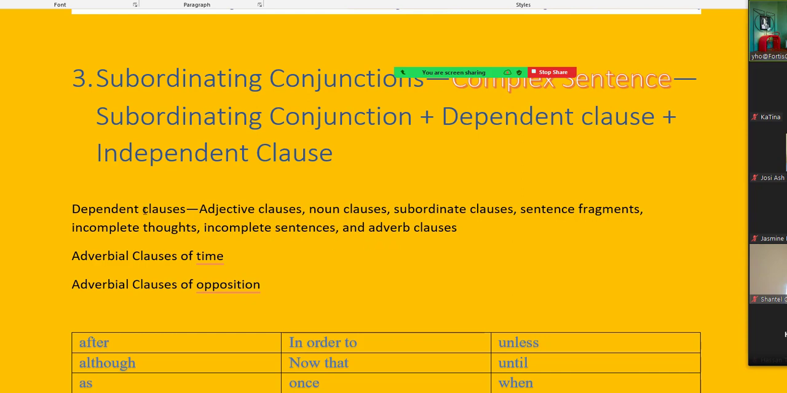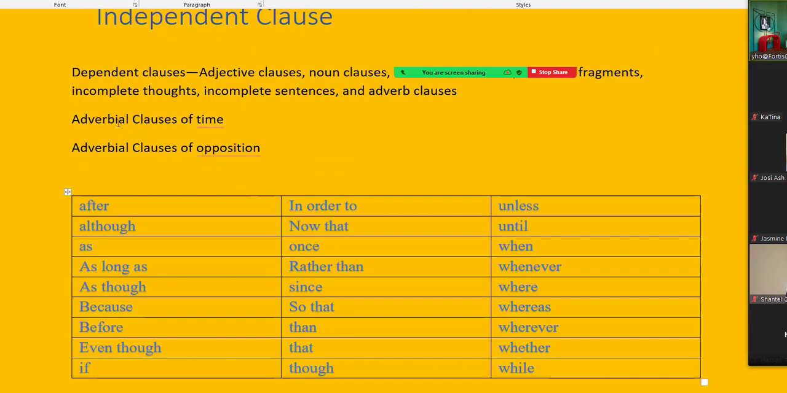And so a dependent clause can be used as a noun, a dependent clause can be used as an adjective, a dependent clause can be used as an adverb. Does that make any sense to anyone at this point? Usually at this point people go, no. And then I have to go ahead and go, oh, this is how you do it. So you have adverb clauses of time, you have adverbial clauses of opposition.